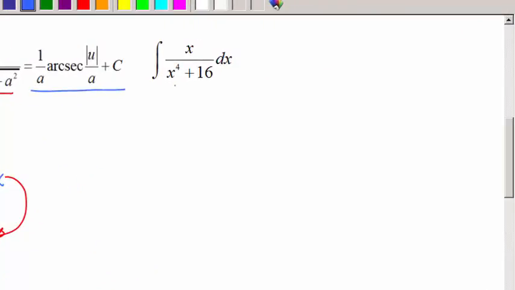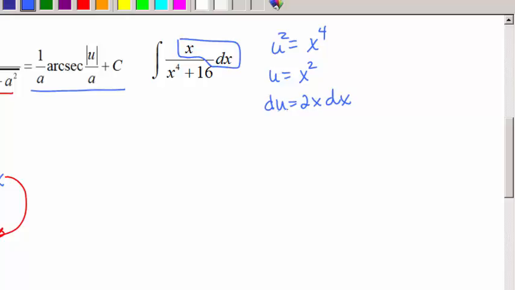On this next example, I see a plus. It looks like some squares, so I'm thinking arctangent. So u squared must be, is it x squared? No, I have x to the 4th. So that means u must be x squared. Then du is 2x dx. Oh, that's good because I have that x dx up in top. I can solve for that. I know my a squared is 16 and a is 4.